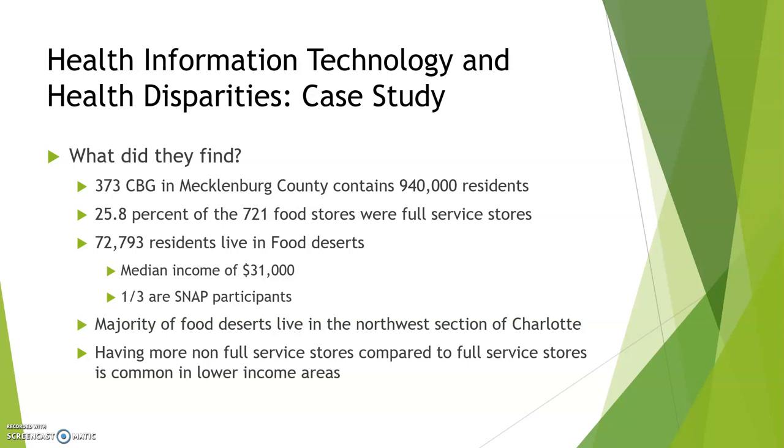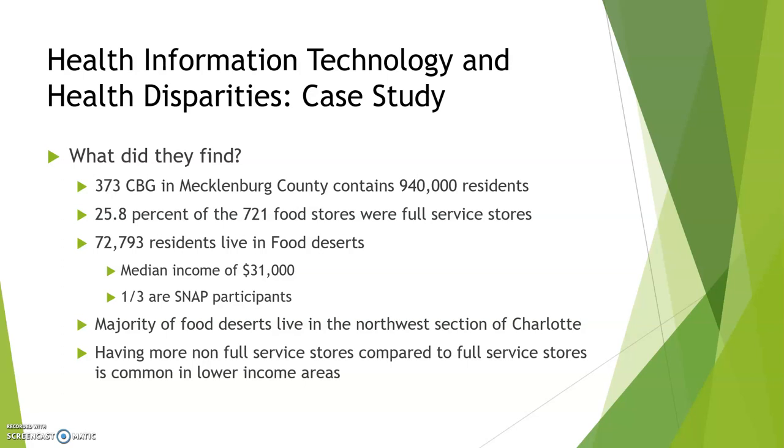And then they identified that 72,793 residents live in what can be considered a food desert or food deserts. The median income of those individuals in those areas was $31,000, and they also identified that 1/3 of those residents were SNAP participants. The majority of the food deserts that they discovered were on the northwest section of Charlotte. You have to be reminded, though, this was in the 2010, 2011 time frame when this study was carried out, so that information has probably shifted.